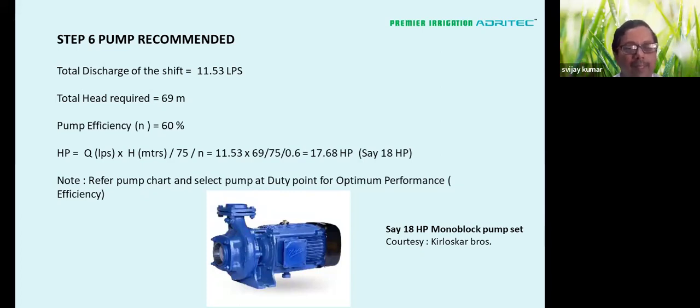The horsepower is given by the formula discharge into head divided by 75 and divided by the efficiency of the pump. So that actually works out to 11.53 multiplied by 69 divided by 75, which is a constant when you do it in this particular metric system, and divide by 0.6, which will give you around 17.68 horsepower, say an 18 horsepower pump.